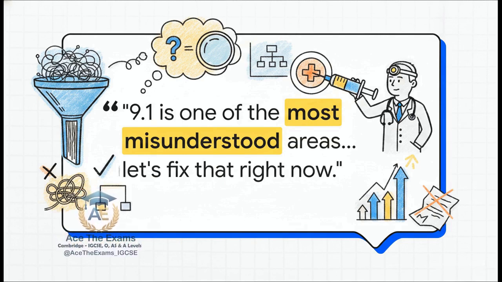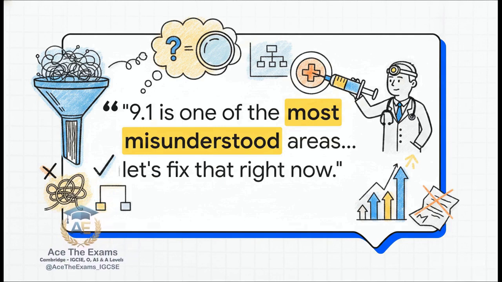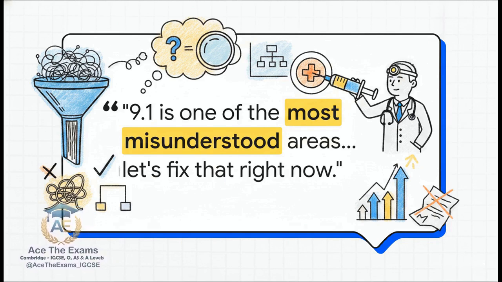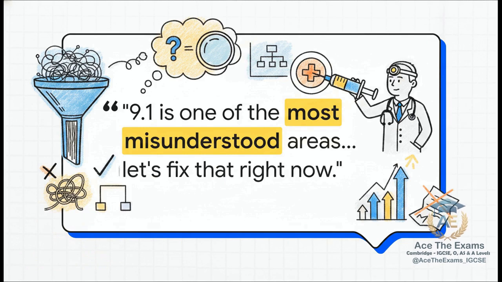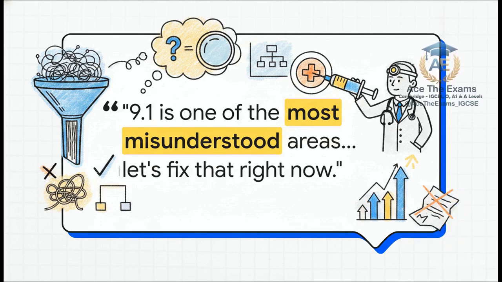Why is it so misunderstood? Well, because abstraction isn't just about memorizing a dictionary definition. You can't just write that abstraction is hiding unnecessary details and expect full marks on a rigorous A-level paper. The examiners are looking for something much deeper. They are looking for your ability to apply that concept to incredibly complex, completely unfamiliar scenarios. It's about filtering out the noise to build accurate computational models.